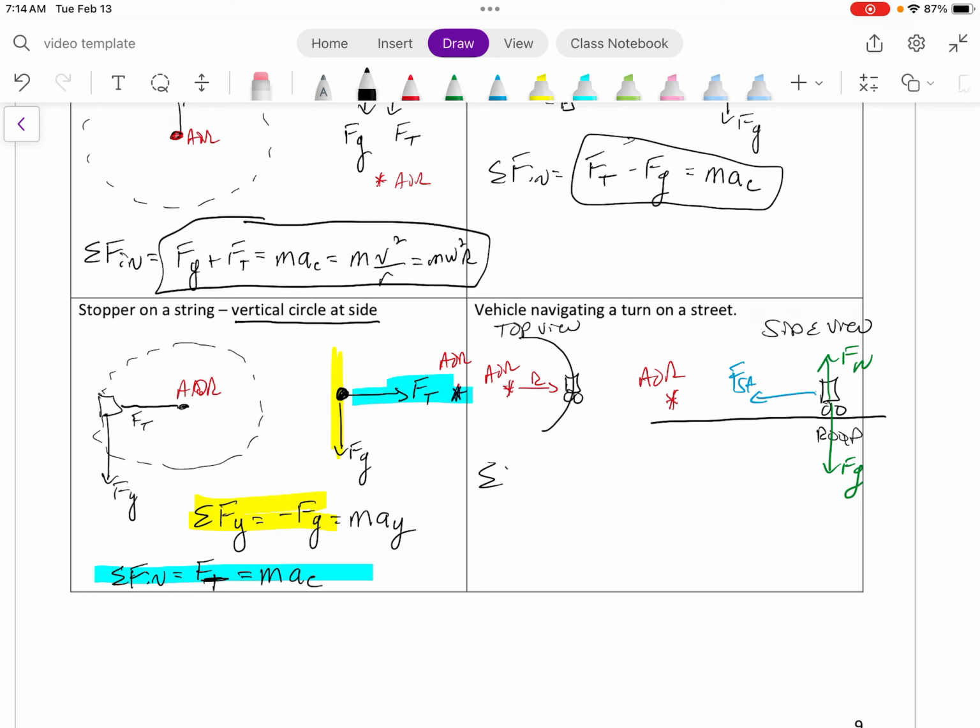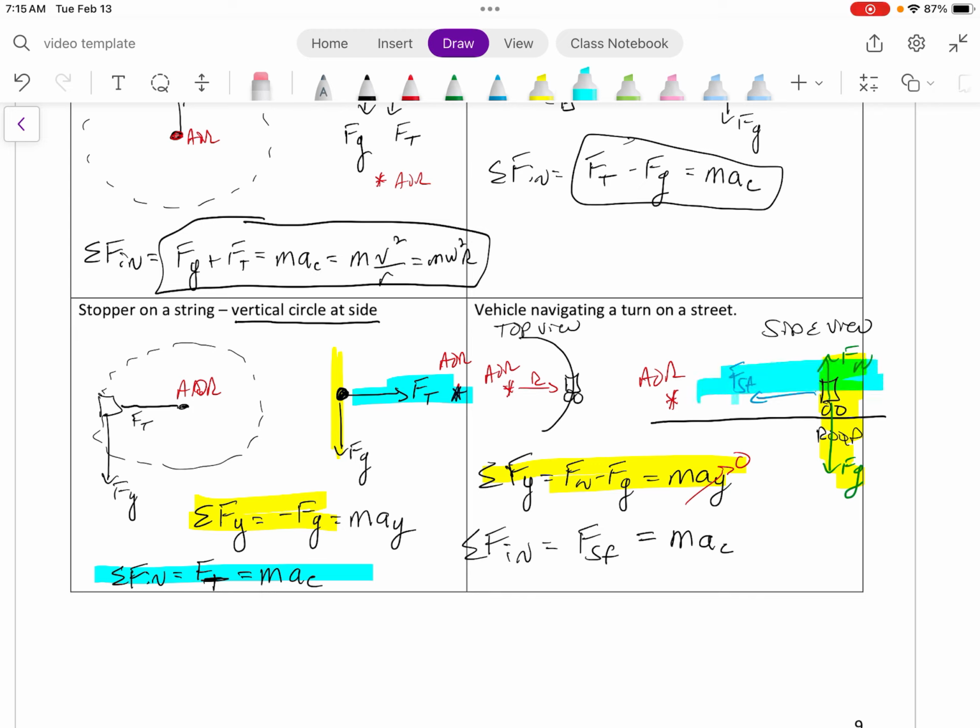I can sum the forces two ways. In the y direction, it equals force normal minus force of gravity, which equals mass times acceleration in the y. This is 0 because I'm not accelerating out of the earth. So that's in the y direction. Then I can sum the forces inward. Forces inward are positive. That's static friction. That's the only force in that plane. And that is equal to the mass of the car times centripetal acceleration in the inward direction. And there you go. Those are the two directions.